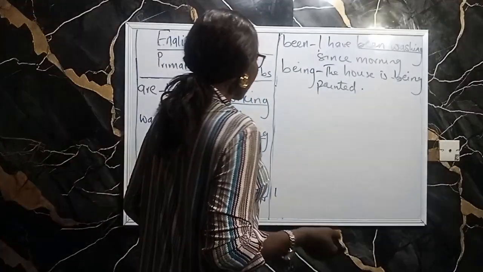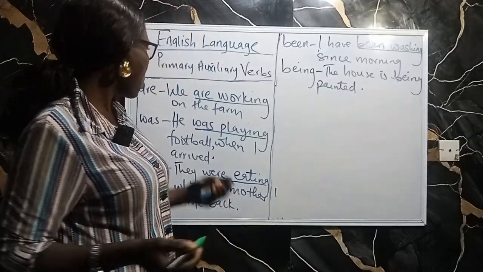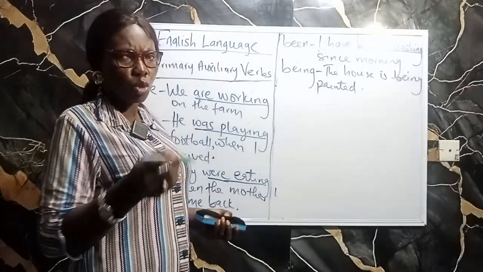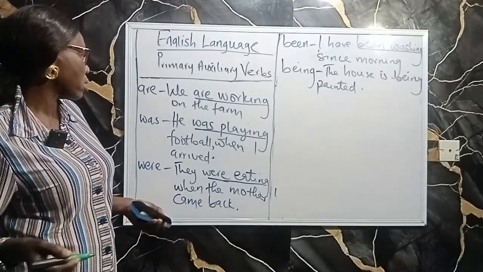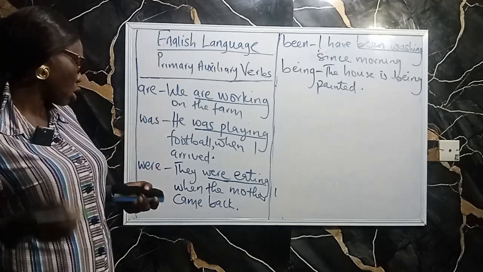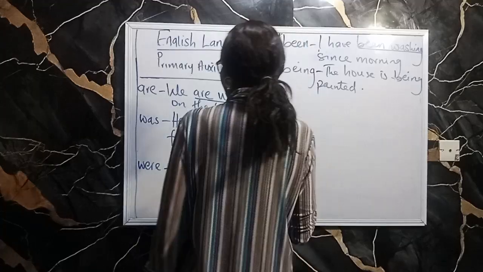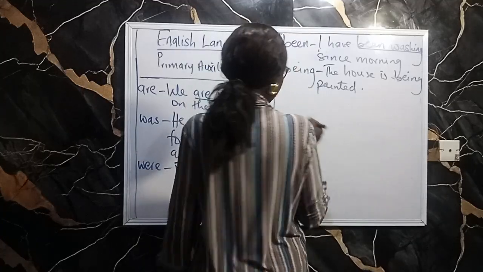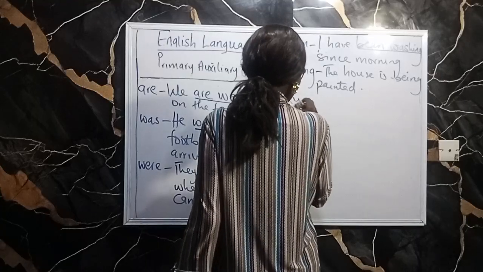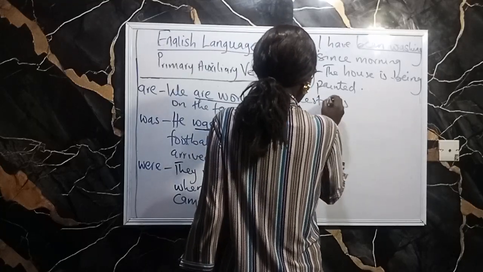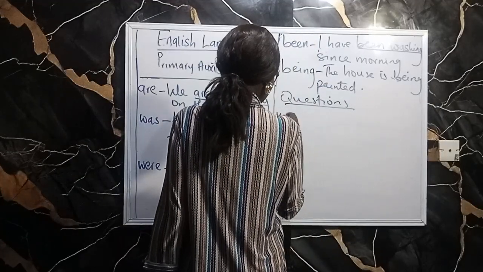Then we have other forms. But before we go to other forms, I want you to know that, like we said, we can use these auxiliary verbs to make negative statements. We can also use them to ask questions. I will use maybe one or two to demonstrate what I mean. Let's use questions first. We can use was.